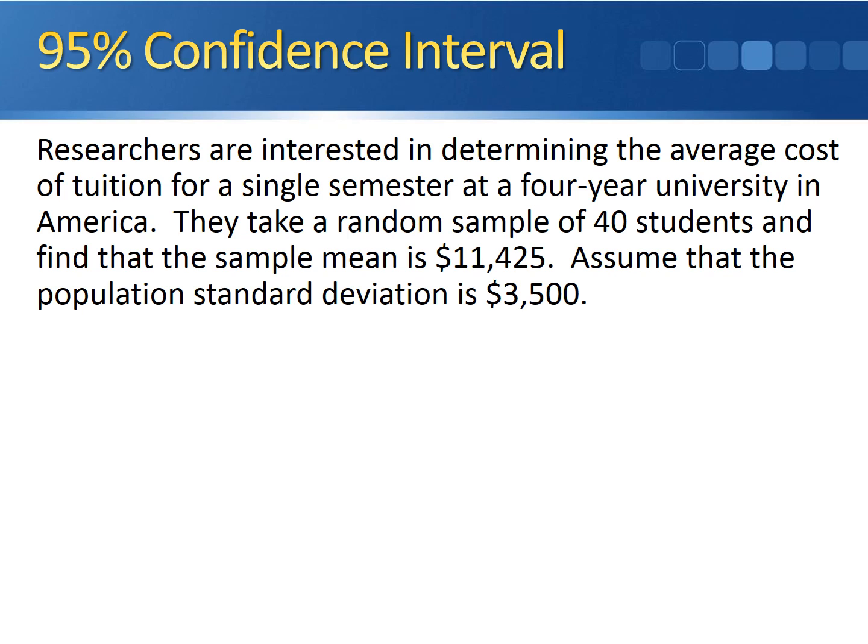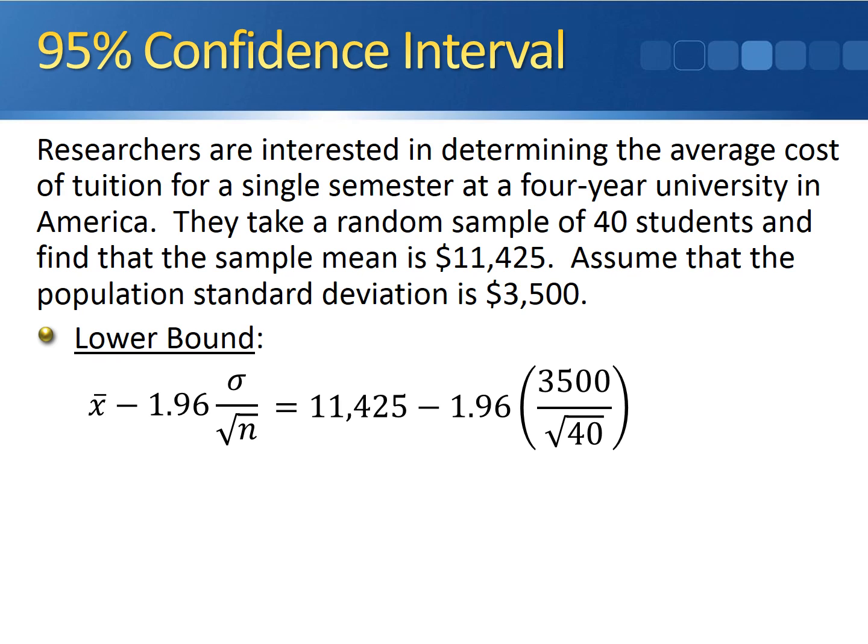At this point, we can now construct the entire interval to estimate the average cost of tuition for a single semester. We'll start with the lower bound. The lower bound is going to be x bar minus 1.96 times sigma over the square root of n. X bar was 11,425 minus 1.96 times sigma, 3,500, divided by the square root of 40. Working out this calculation, we get a lower bound of 10,340.34.